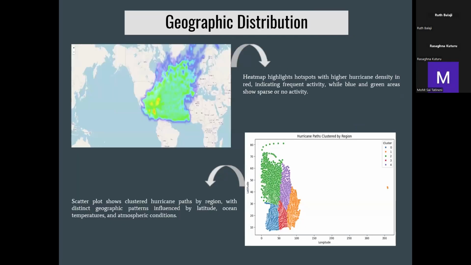Moving on to geographical distribution, this visualization helps us in identifying the high risk areas. The heat map on the left highlights the hurricane hotspots, particularly in the Atlantic region, whereas the scatter plot on the right clusters the hurricane paths by region, showing us how geography influences storm trajectories. These visualizations identify high risk areas and guide us in regional preparedness efforts.